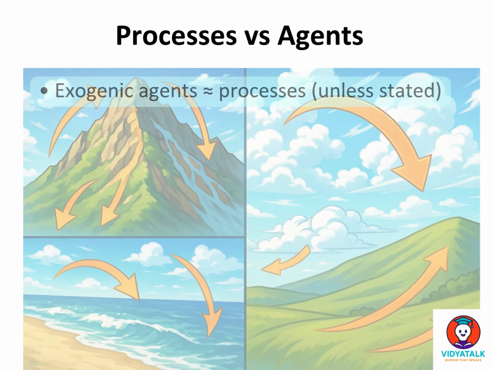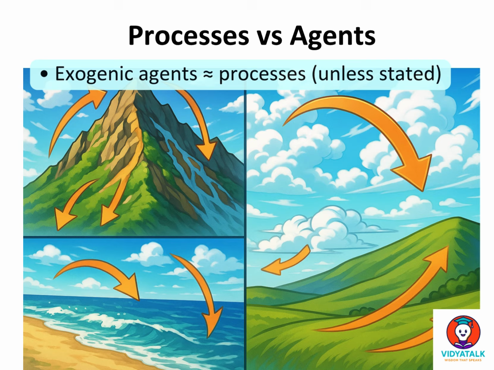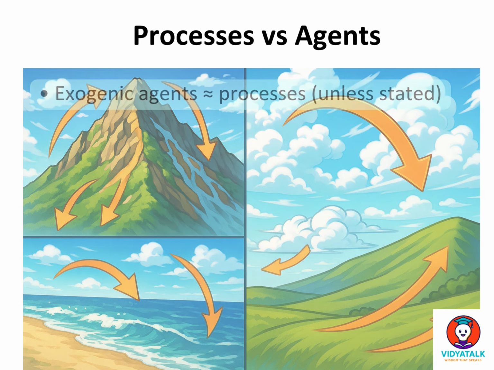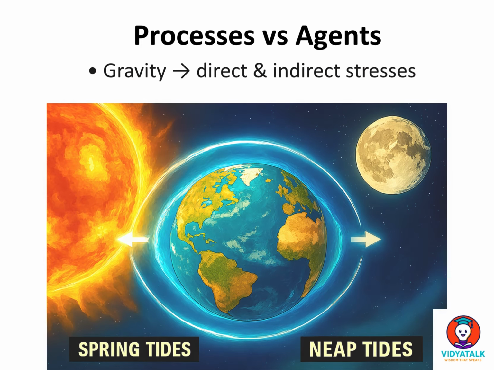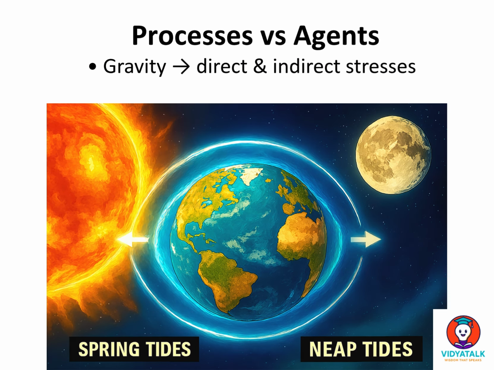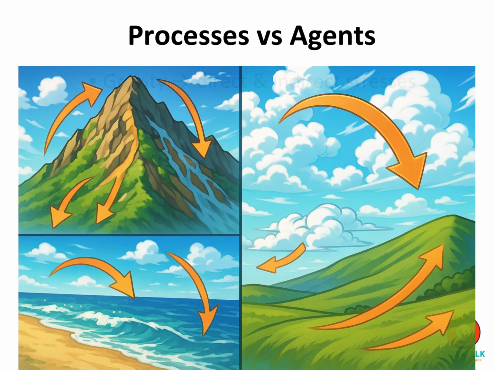Processes versus agents. In practice, exogenic agents and processes are treated as the same unless we separate them. Gravity not only drives downslope motion, its indirect stresses also activate wave and tide induced currents and winds, moving materials from higher to lower levels and from high to low pressure areas.